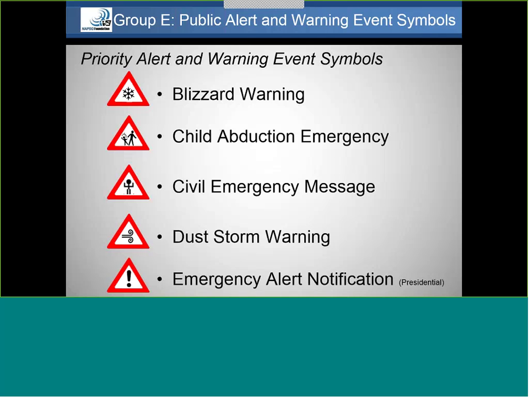So I want to make sure that we have an interactive here. I'd like to ask the folks on the call, stakeholders, what do you think overall about the framework and the treatment that Chris has presented to us, in terms of consistency and the shape and outline for public alert and warning symbols? That would be the first question. Then the second question is, what do you think about the icons used for those two types of event codes, civil emergency message and emergency alert notification? Any thoughts or feedback from the stakeholders on the call?